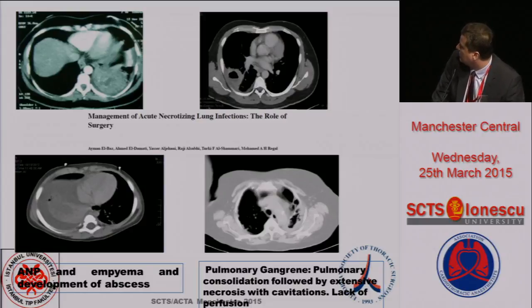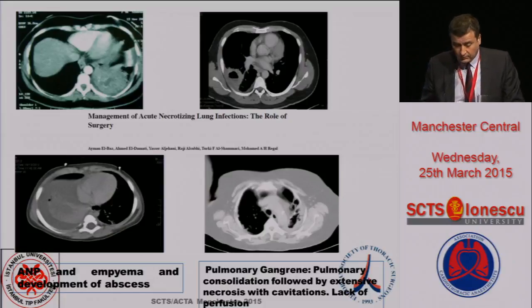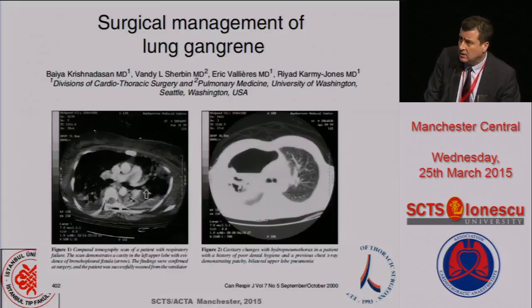And on the right side, you see a pulmonary gangrene, a consolidation followed by extensive necrosis of the lung, which shows cavitations and lack of perfusion. In some papers with small number of patients, there are chest CTs which show the bronchial fistula after acute necrotizing pneumonia, or hydropneumothorax, which is a complication of, again, an acute necrotizing pneumonia and lung gangrene.